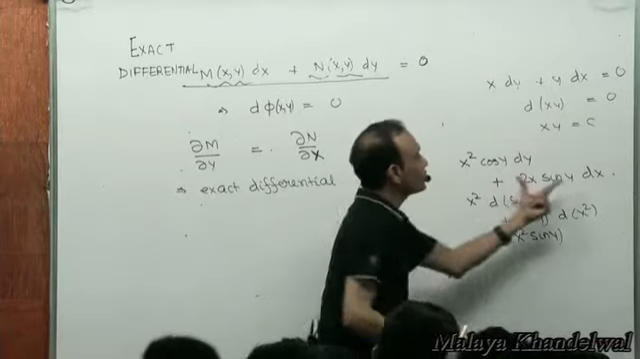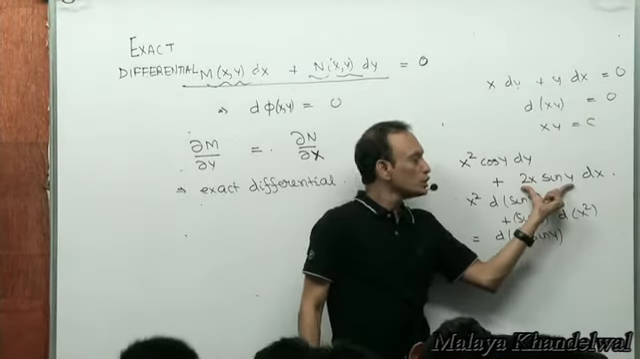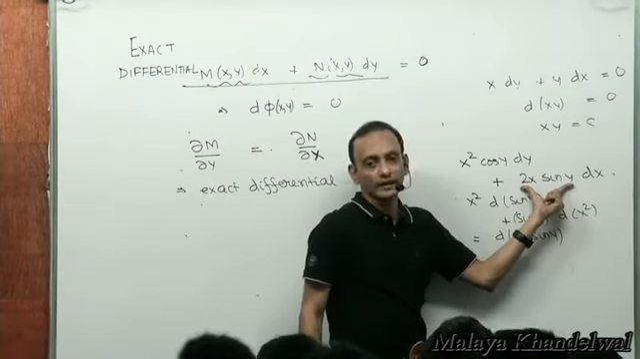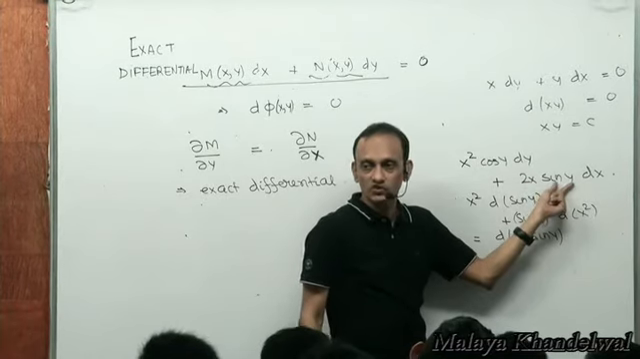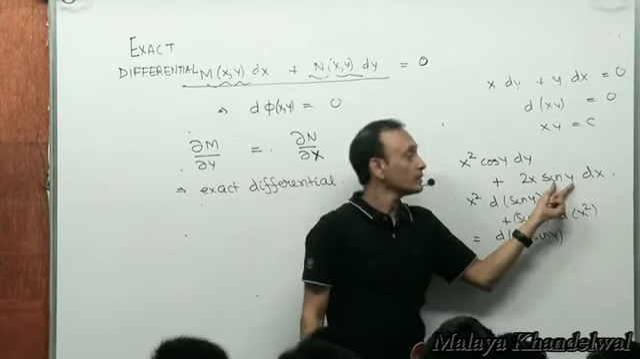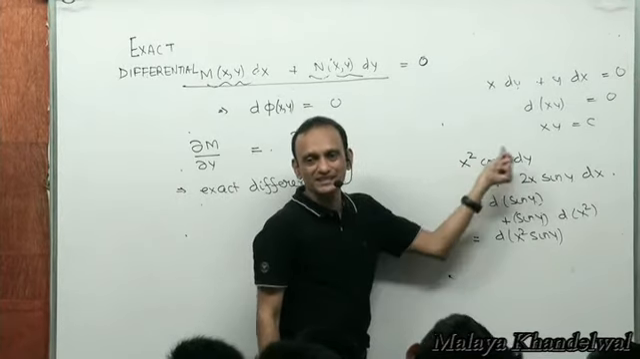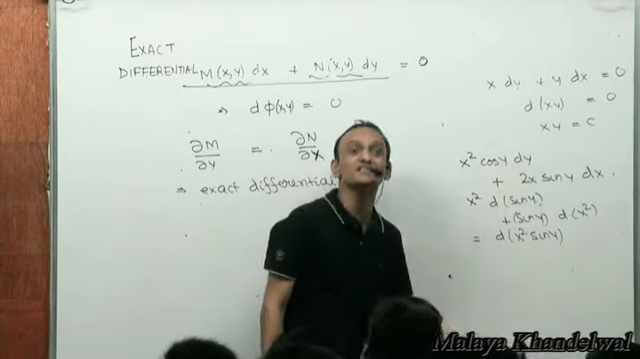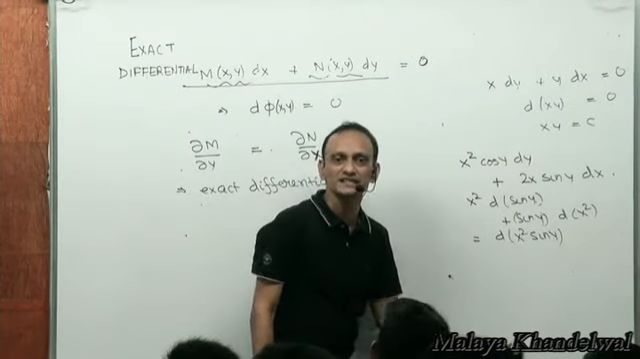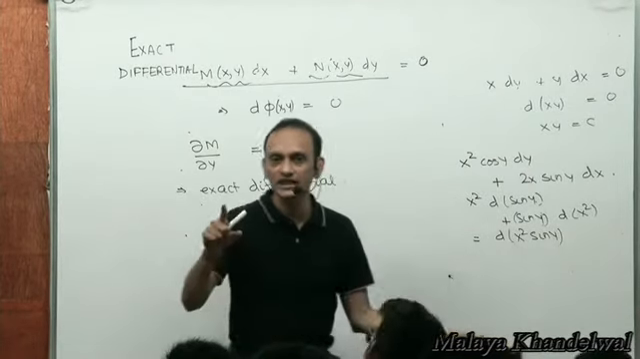Look at this. 2x sin y. Differentiate this with respect to y. You get 2x cos y. 2x cos y. N dy. Differentiate this with respect to x. You get 2x cos y. They are equal. That's the reason it's a perfect differential. Do you all understand what I'm saying?